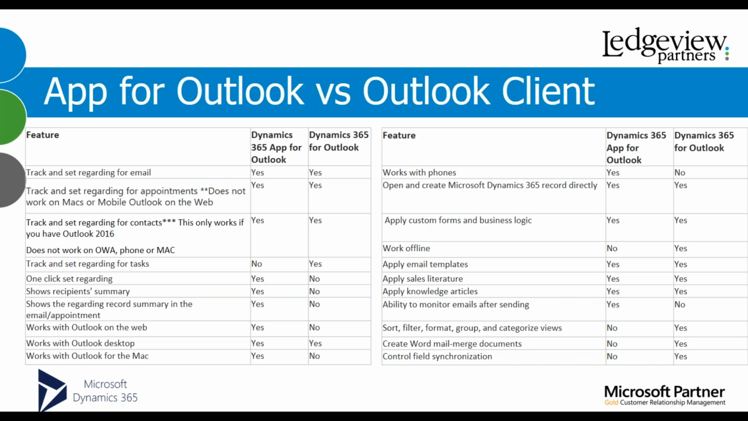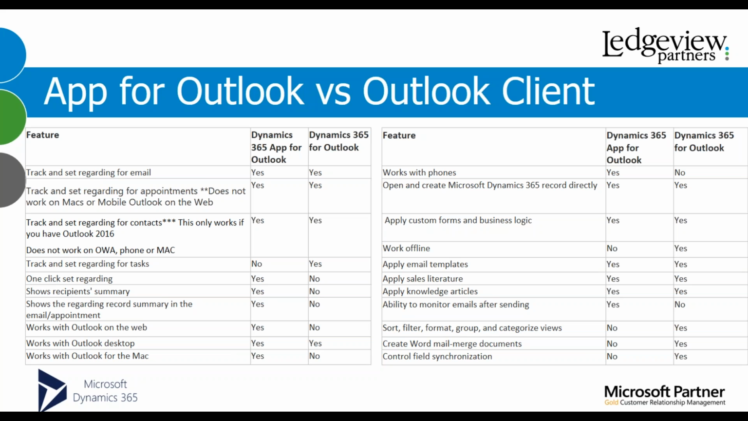You could do one-click set regarding, so it's going to show you an account. You just one-click right to set regarding that email. It'll show a summary of the recipient. This is something Outlook client doesn't do. It's going to show you the regarding record summary that are regarding the email and the appointment. So again, something that isn't done in the Outlook client.